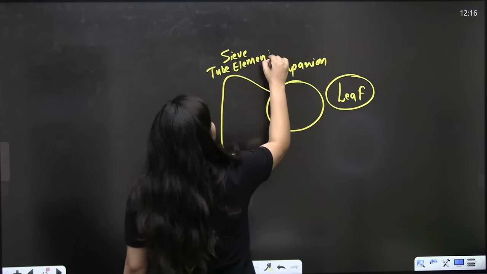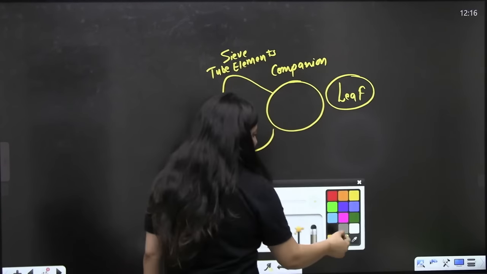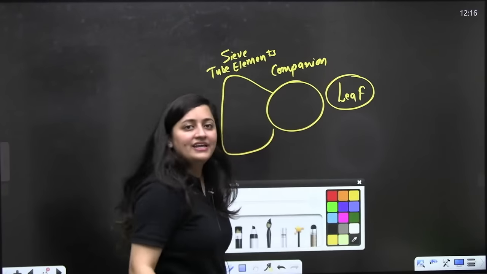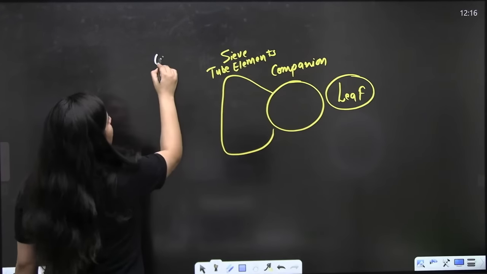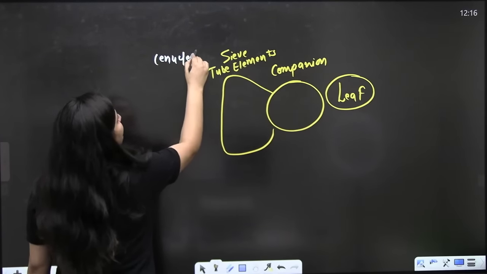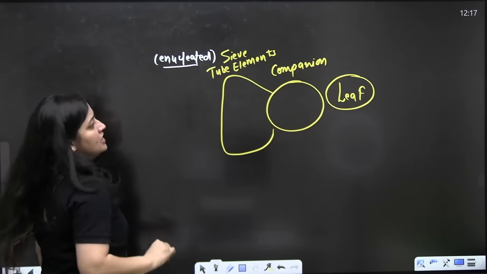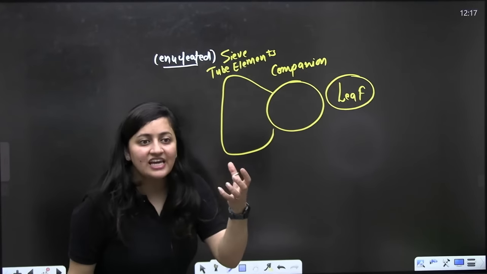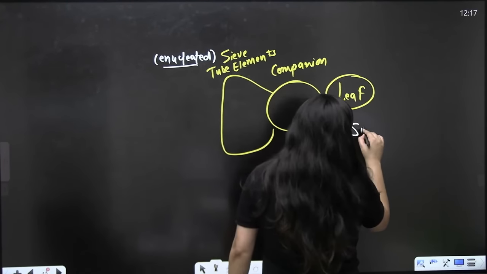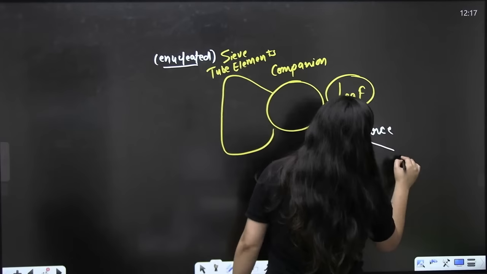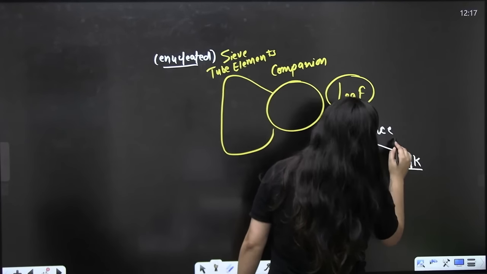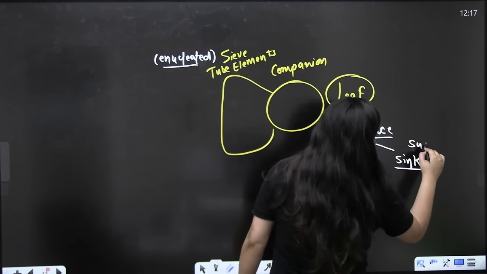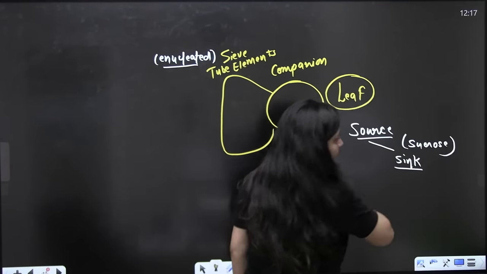Do you remember that this sieve tube element is just like the RBC? At maturity, it is enucleated, without nucleus. So, what is going to happen? Firstly, the loading and the unloading. These types of questions will come in your exam. From source to sink, we are going to translocate the organic food, and it will be translocated in the form of sucrose.